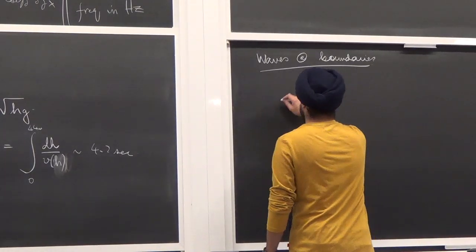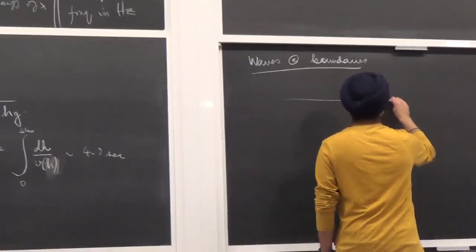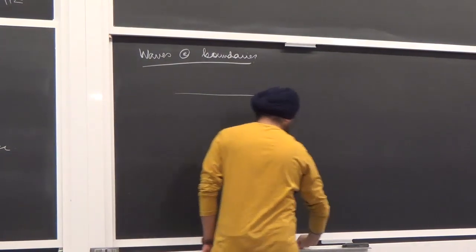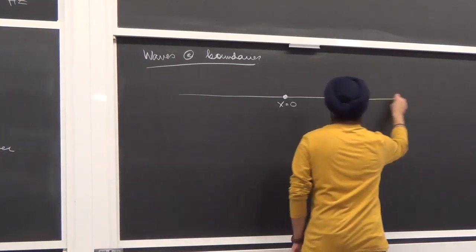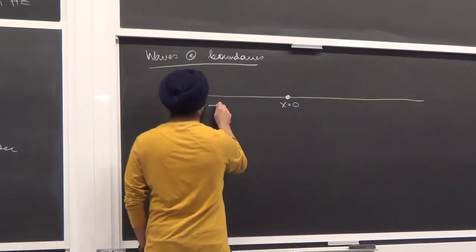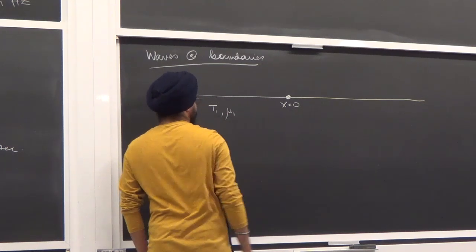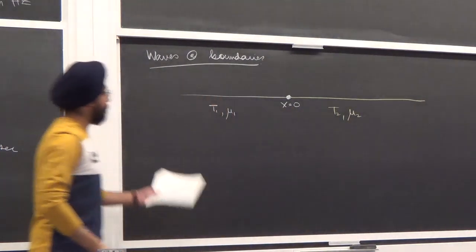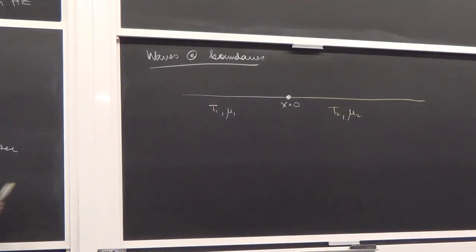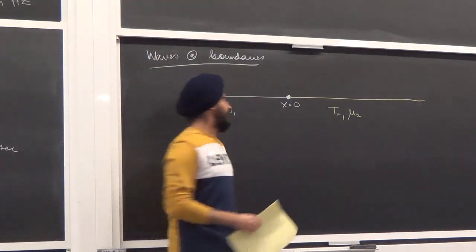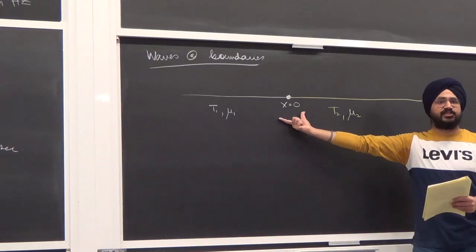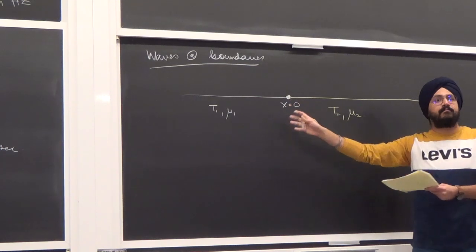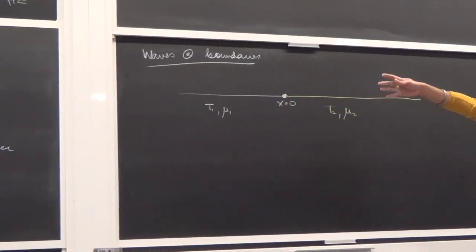Think about a string on the left side, and there's a junction, let's say x equals 0, and there's another, different string on the right hand side. The string on the left has some tension T1, mass per length mu1. This one has T2 and mass per length mu2. And I'm looking for waves propagating. I want to understand what happens when a wave propagating to the left hits the junction. We have tied the two strings together. Again, this is generic. I'm using the word strings, but it applies to any transverse waves.